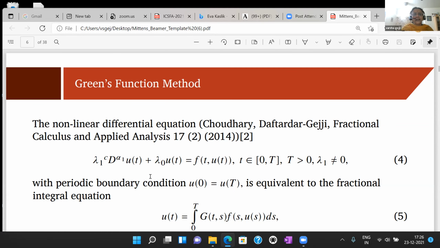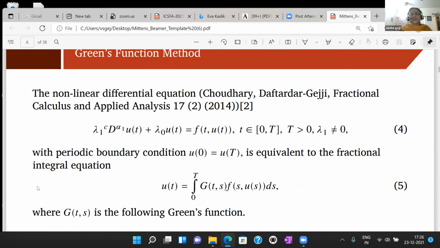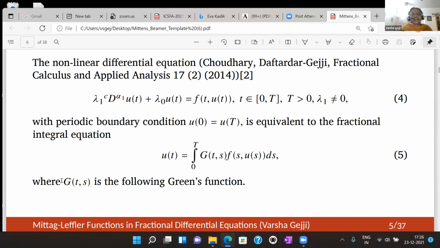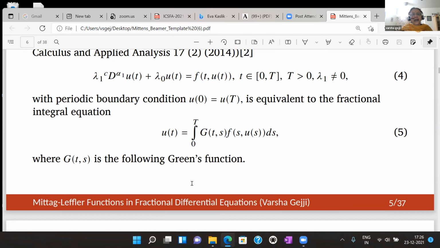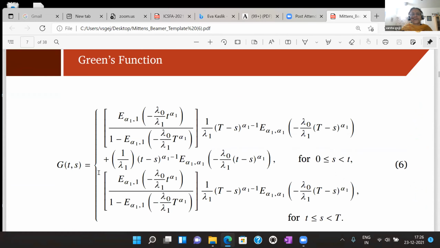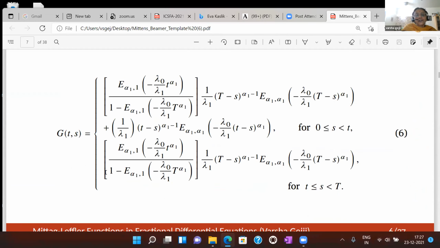The simple example that I first give is in our paper with my student Sangeeta Chaudhary. So consider this non-linear equation with periodic boundary condition u(0) is equal to u(T), which is equivalent to the fractional integral equation given in 5, where this is the Green's function, and the Green's function has this solution. So you can see here how many places the Mittag-Leffler function is appearing.